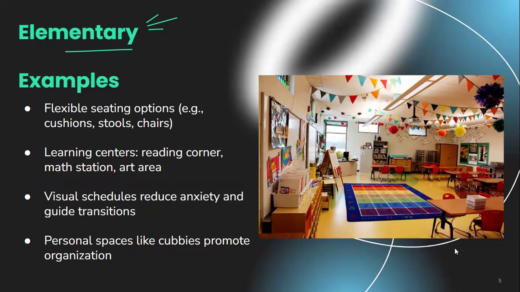So let's take a look at some elementary strategies and examples that need to be considered for a thoughtful classroom setup. Flexible seating is extremely popular. Cushions, stools, and chairs. And when you actually go into your field placement, notice these. You might be in an elementary room, you might be in a middle, you might be in a high school setting. Look at the seating. Are there options? Is it assigned? Are there choices? What's the purpose of the seating? What does it seem to be?